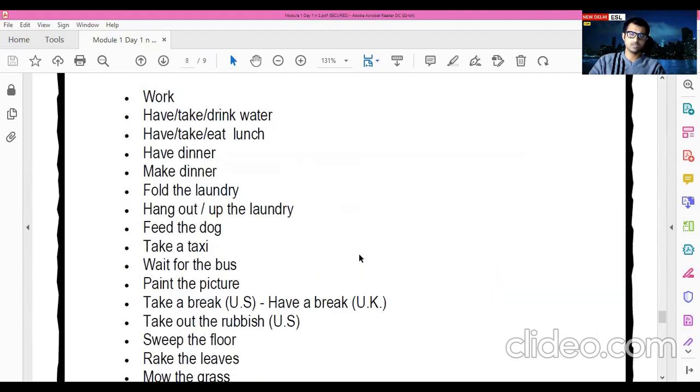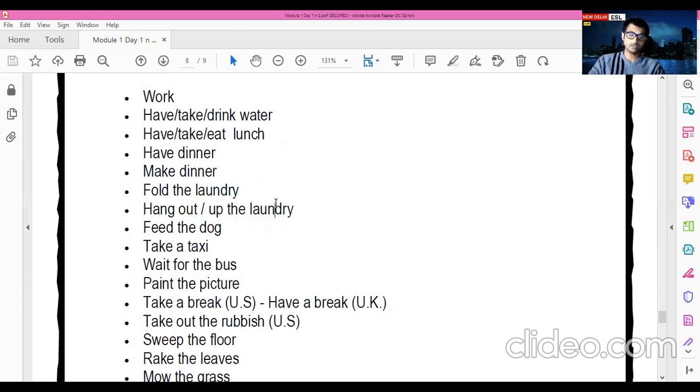Now come to the next one. Do you take dinner or have dinner, or lunch or whatever it is. Okay, so I told you can use take and have. And prepare dinner, make dinner. Okay, do you fold the laundry after ironing it? You should fold it. Okay, so do you fold the laundry? Or you can say, do you fold the cloth? Yeah, I fold the laundry. I don't fold the laundry.